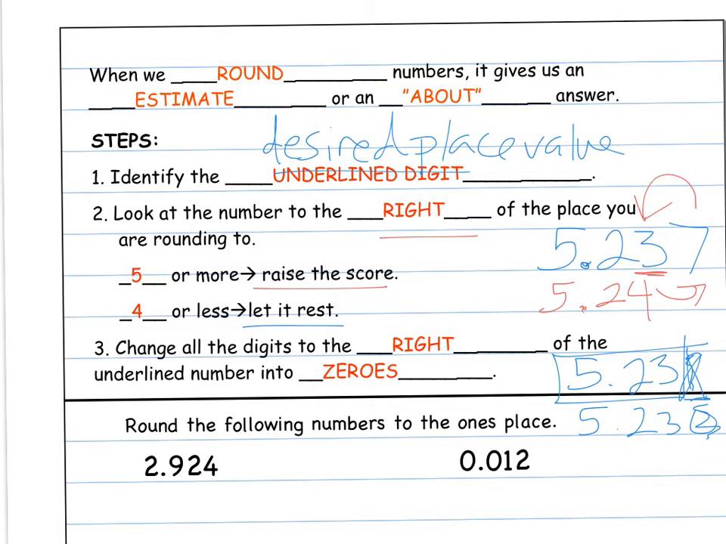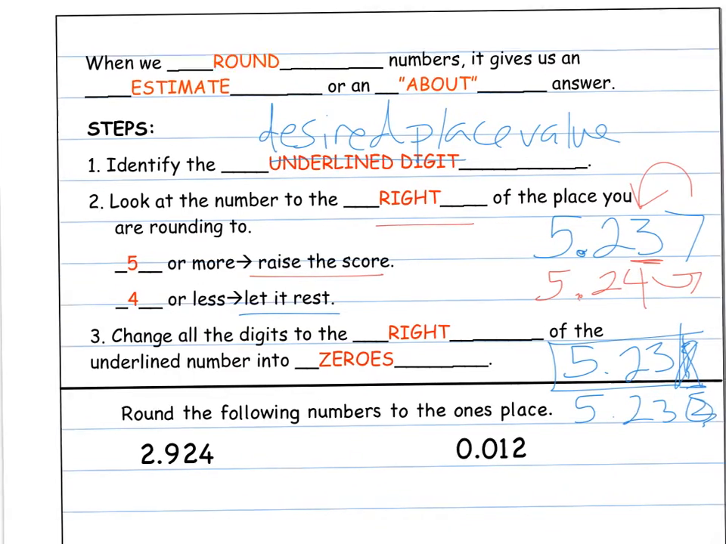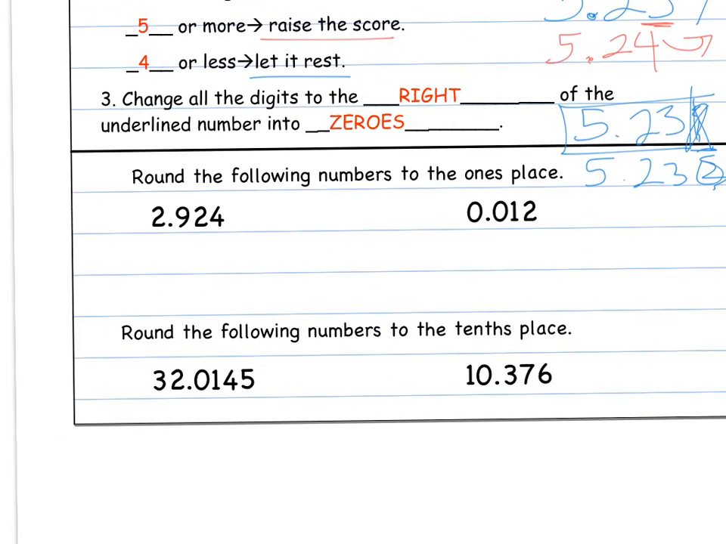So that's rounding. 5 or more, raise the score. 4 or less, let it rest. So we're going to give a couple examples, and then you'll be on your way. So round the following numbers to the ones place.